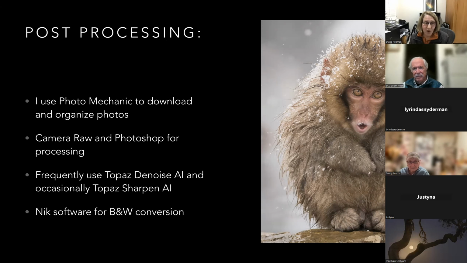Then I use Camera Raw and Photoshop for processing. I'm frequently using Topaz Denoise. I very seldom use the Sharpen AI, except maybe specifically on eyes or some small body part. But other than that, I don't use it much. And I use Nik software for any black and white conversion that I do. This is, again, a snow monkey taken in Jigakudani.